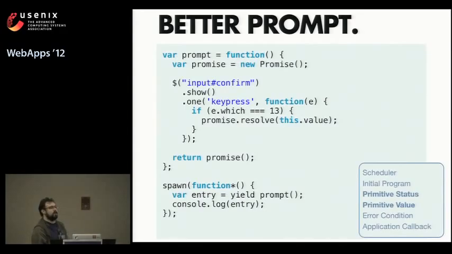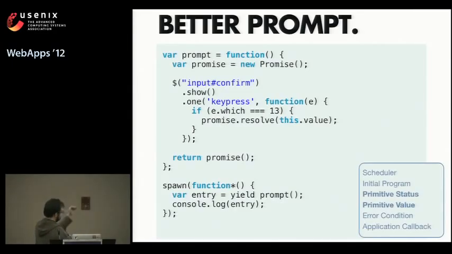So spawn is basically the API of TaskJS. So spawn is a scheduler. So we say spawn, yield prompt, and basically that is saying, go wait until the promise is resolved. So for the purposes of this function, wait until the promise is resolved. But what's great is that the rest of the program could keep running, right? The rest of the program doesn't care about this particular generator. It could do whatever it wants. And then once the prompt has resolved with the value, we say console log entry, right? So basically that's how the two pieces go together.